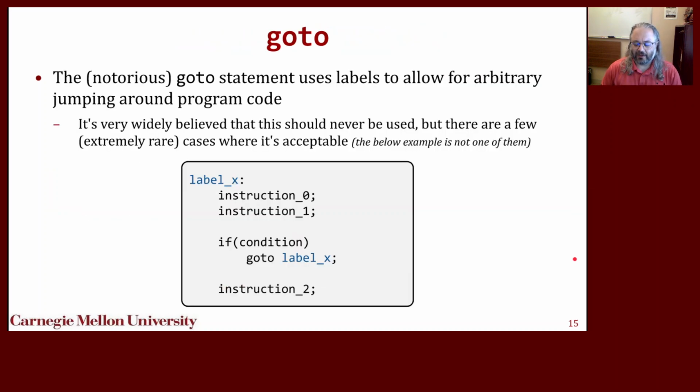So the last redirection mechanism to talk about is the very, very well-known goto statement. The goto statement, again, is one that uses labels to allow for jumping around within program code, jumping to different lines of code. It is very, very widely believed that the goto statement should not be used anymore, yet it is still supported. There are a very small number of extremely rare cases where it's widely believed to be acceptable within C code to use the goto statement.